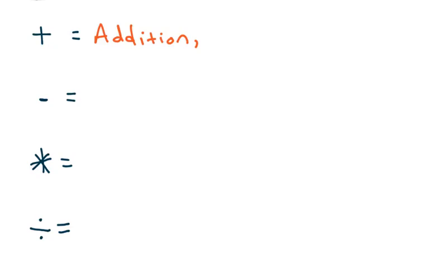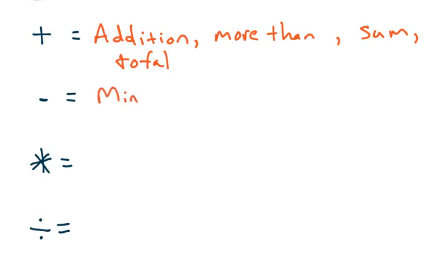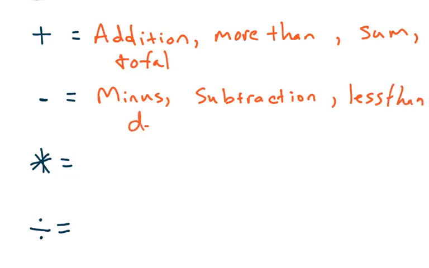And I'm assuming that you've paused and you've given it a go, and let's see if I can think of some of the ways that you said it. So there's more than, sum, total. These are 4 different ways of writing. There's a lot more than these, but these are the first 4 that popped in my mind. For the second one, it's minus, subtraction, less than, decrease. These are the first 4 that popped in my head.